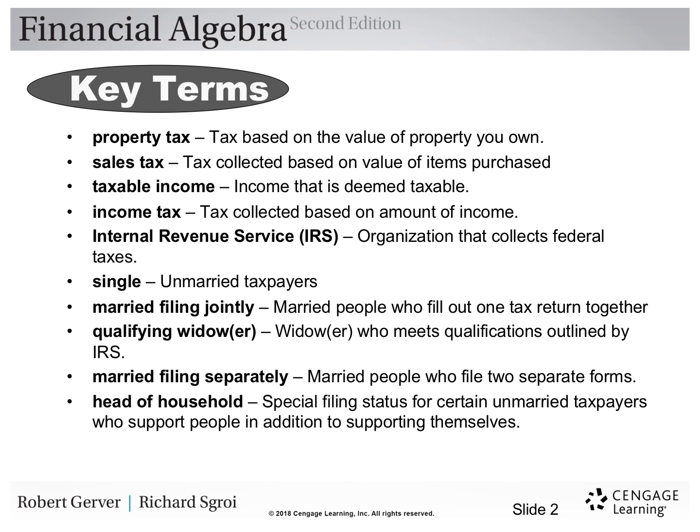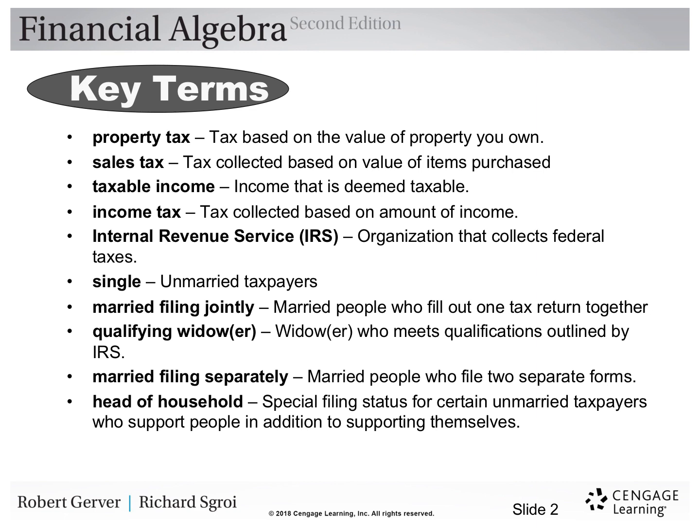We have some key terms here that we really need to understand. The first of these is property tax. This is a tax based on the value of property you own. The next is sales tax. This is a tax collected based on value of items purchased. Then we have taxable income. This is the income that is deemed taxable. We have income tax. This is tax collected based on amount of income. We have the Internal Revenue Service, or IRS. This is an organization that collects federal taxes.